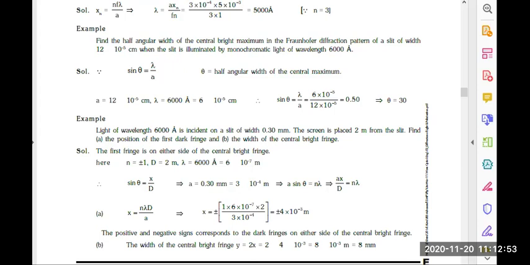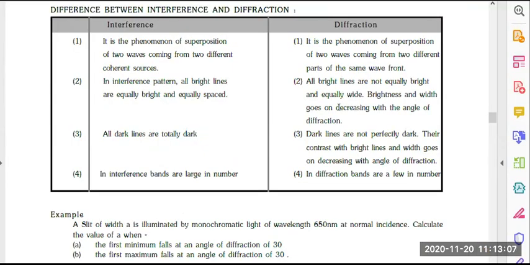One, you will write the definition, right? So first, interference is superposition of two waves coming from two different coherent sources, right? But when you talk about diffraction, it is superposition of two waves coming from two different parts of the same wave front, right?